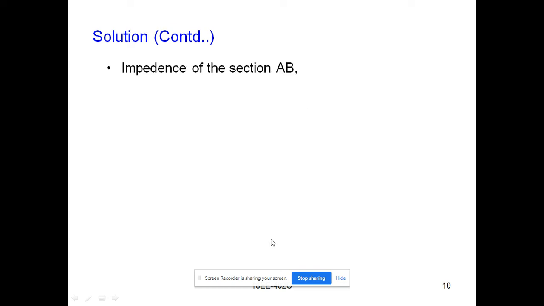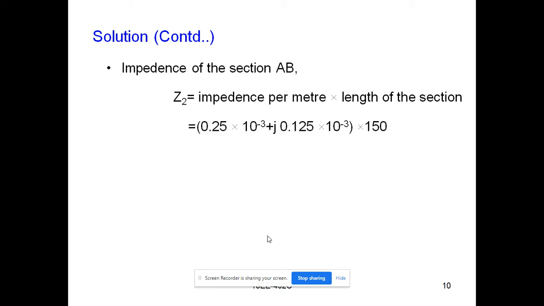Now we have to find the impedance of section AB, that is Z2, which is equal to impedance per meter into length of section. That is 0.25 into 10 to the power of minus 3, this is R, plus jXL, where X is 0.125 into 10 to the power of minus 3, into 150. 150 is the length between A and B.